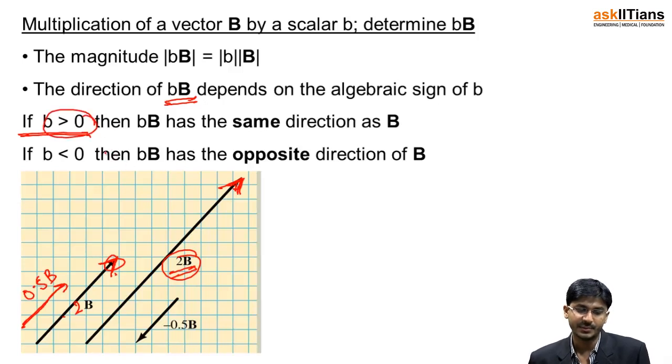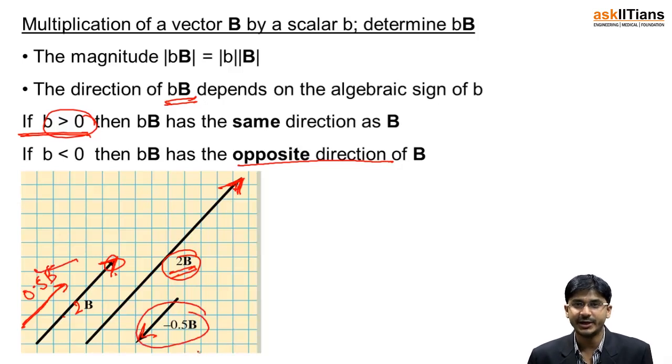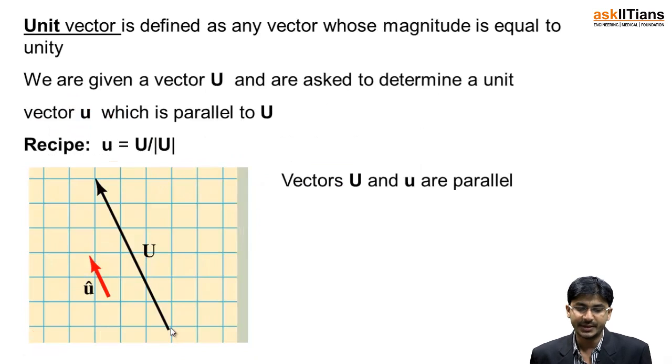This is 0.5B. Now what happens when you multiply with a number that is less than 0, a negative number, a number that has the opposite sign? It will reverse the direction. We know when something comes with a minus sign, we simply have to reverse the direction, everything else remains the same. So if this is plus 0.5B, this is minus 0.5B.